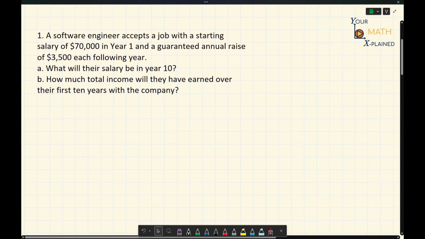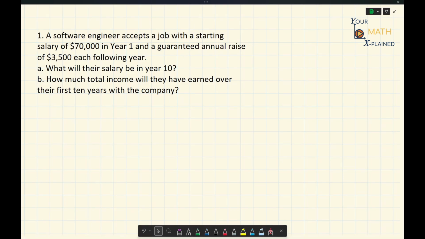Here, we are told that a software engineer accepts a job where the starting salary is $70,000 in year 1, and the guaranteed annual raise is $3,500 each following year. The first question is, what will their salary be in year 10? So first of all, the guaranteed annual raise is a flat number of $3,500. So that tells us this is an arithmetic sequence, because we're adding a fixed number every year.